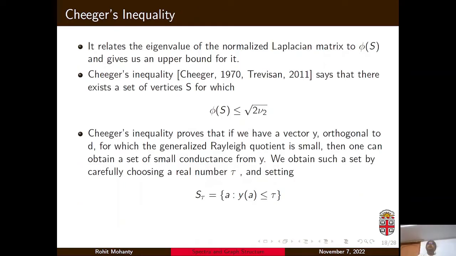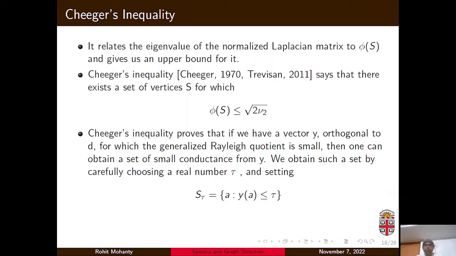So far we have talked about the lower bound on the conductance of a graph. Now let's talk about the upper bound on the conductance of a graph, which is given by Cheeger's inequality. Cheeger's inequality relates the eigenvalues of the normalized Laplacian matrix to the conductance of S and gives us an upper bound for it. Cheeger's inequality basically says that there exists a set of vertices S for which phi S is less than or equal to root over 2 nu2.